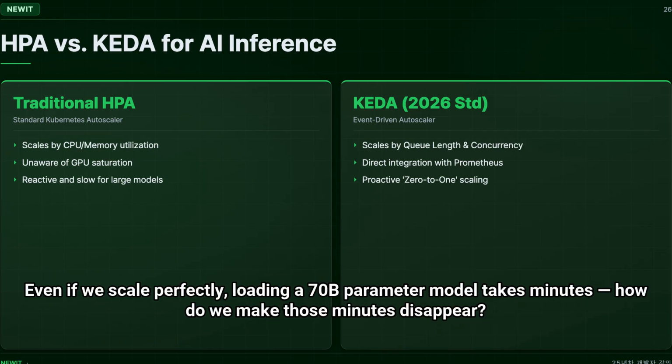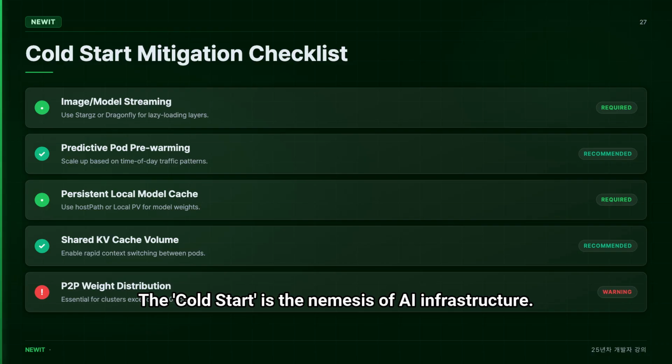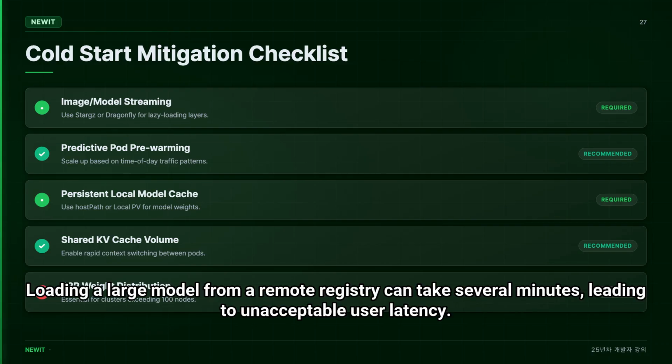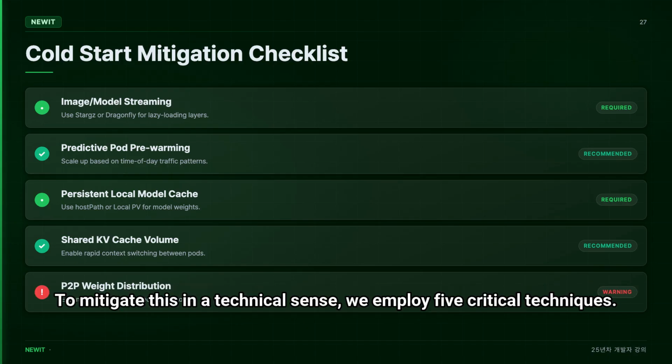Even if we scale perfectly, loading a 70B parameter model takes minutes. How do we make those minutes disappear? The cold start is the nemesis of AI infrastructure. Loading a large model from a remote registry can take several minutes, leading to unacceptable user latency. To mitigate this in a technical sense, we employ 5 critical techniques.